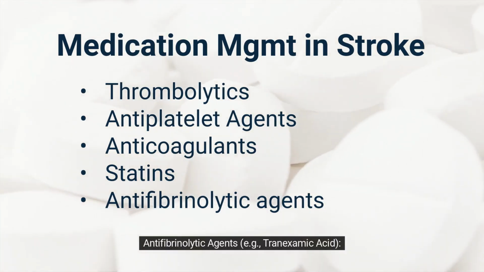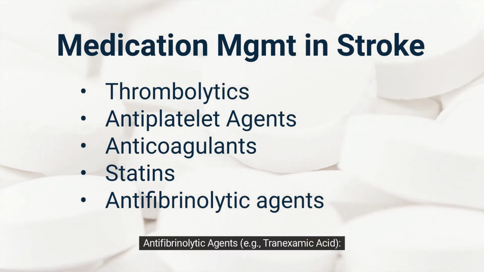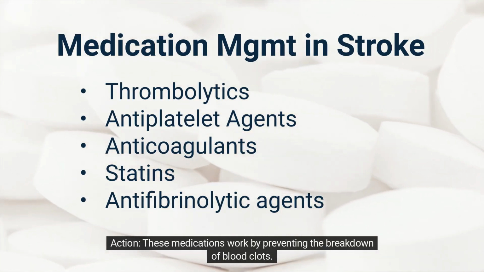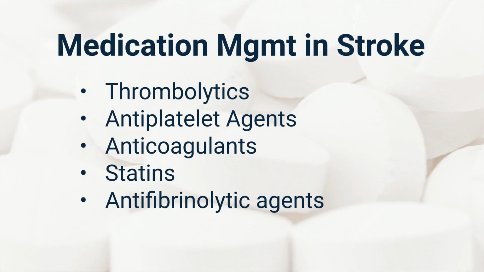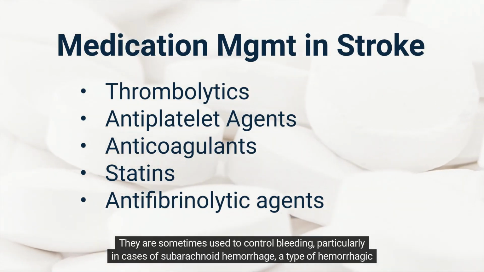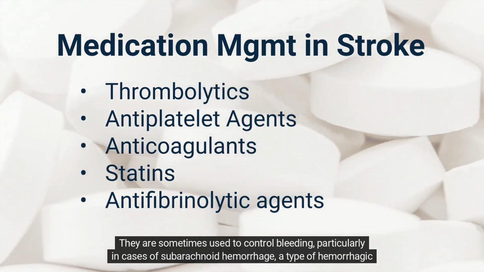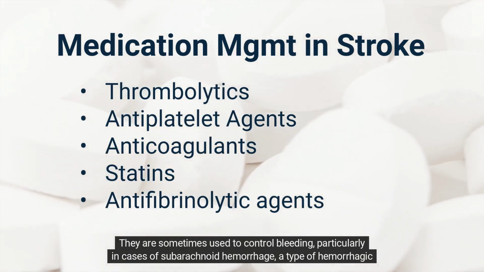Antifibrinolytic agents, e.g. tranexamic acid. Action: these medications work by preventing the breakdown of blood clots. They are sometimes used to control bleeding, particularly in cases of subarachnoid hemorrhage, a type of hemorrhagic stroke.